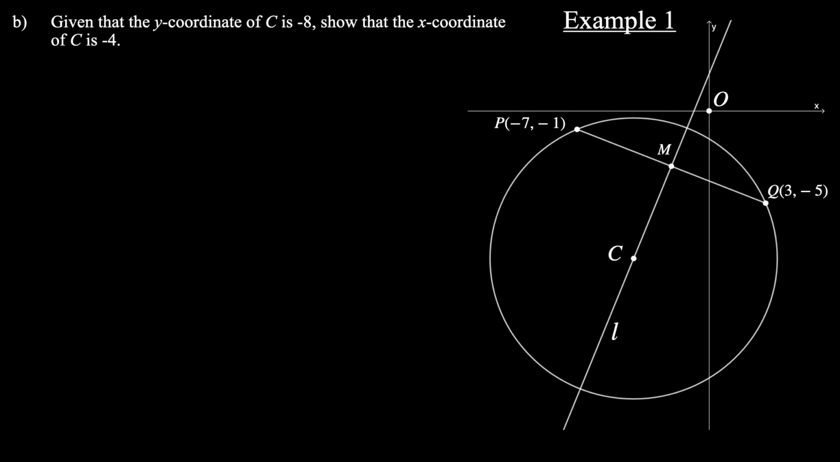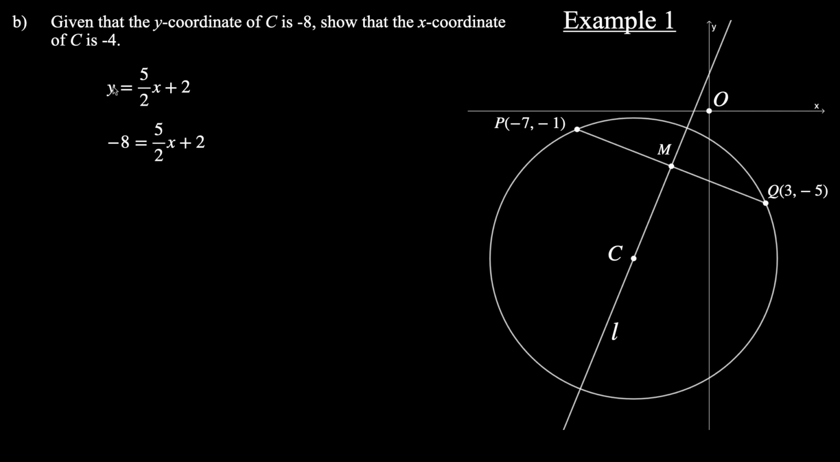Okay, part B says given that the y coordinate of C is -8, show that the x coordinate of C is -4. Now because C lies on the line L and we have the equation for L, this point should be a solution to this equation. So what we can do to verify that the x-coordinate is -4 is to substitute -8 into this equation and see what we get for x. So let's go ahead and do that.